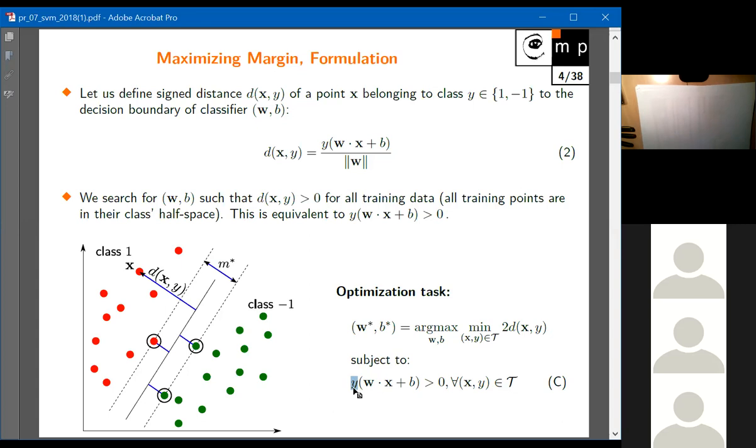So I would like to ask why there is a number 2 in the optimization task, where we minimize two distances. Once we take a derivative of a quadratic function, it doesn't matter. This is equivalent if the 2 is not there. This is just for convenience, just to make sure that what is optimized is the margin. We can of course optimize half of the margin, so it doesn't make any difference. Okay.